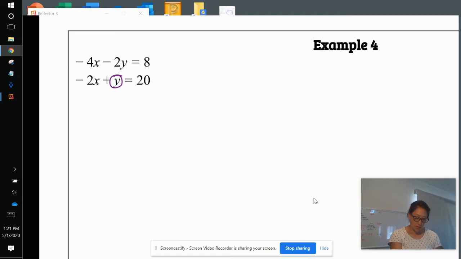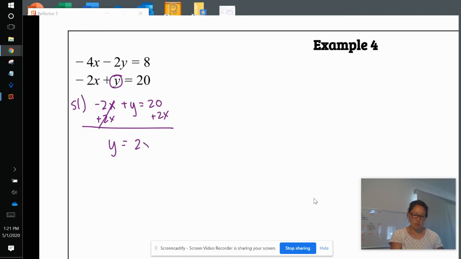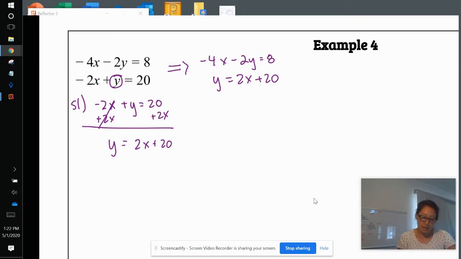So step 1, I'm going to take negative 2x plus y is equal to 20. I need to isolate y, so I'm going to add 2x to both sides. And I get y is equal to 2x plus 20. Now I have a new system that is negative 4x minus 2y is equal to 8. And I rewrote the bottom equation as y is equal to 2x plus 20. All right, now it's the same old, same old.